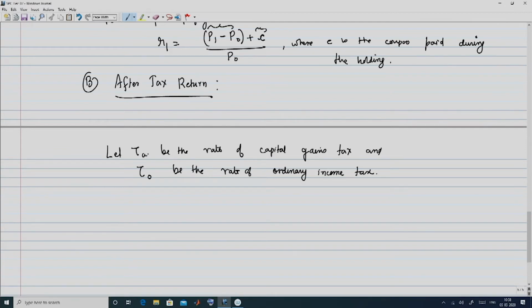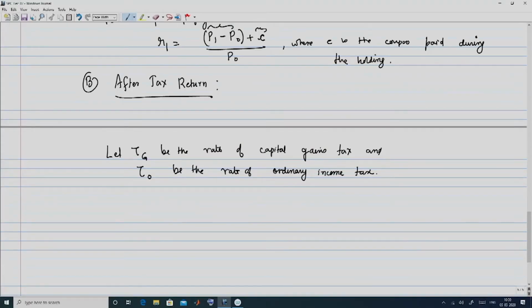So, this is tau G, not A. Just make this correction. This is tau G. G stands for capital gains. Capital gains in the context of this discussion is basically the difference in the amount of money that you get as a result of selling the asset. So, if you purchase this asset for P naught and sell the asset for P1, then your capital gains income is going to be the difference between the two, and this is taxable in many countries.